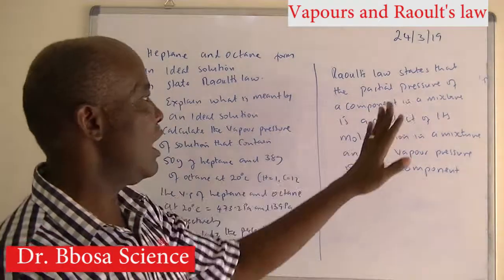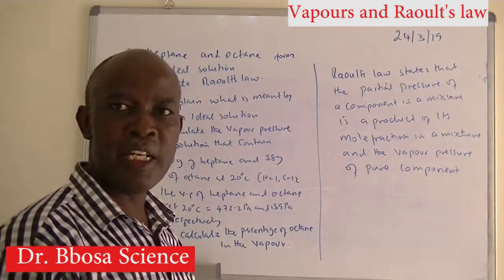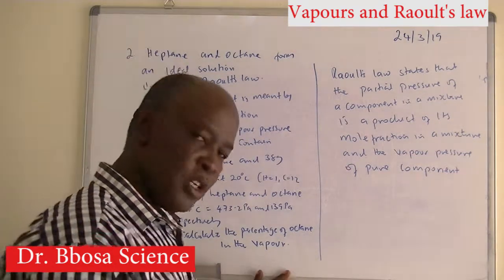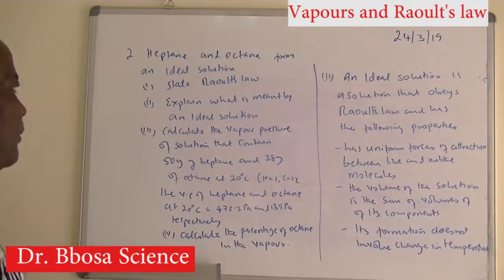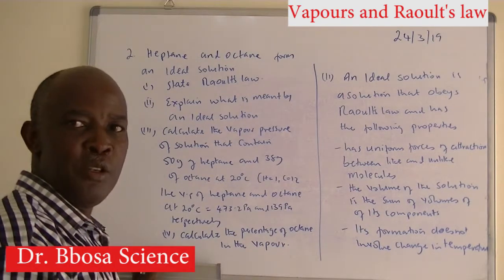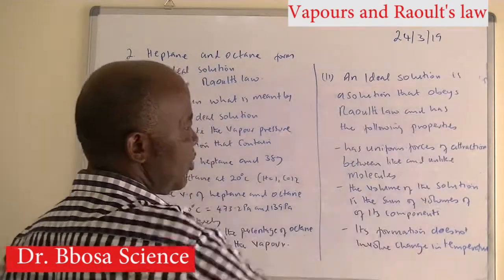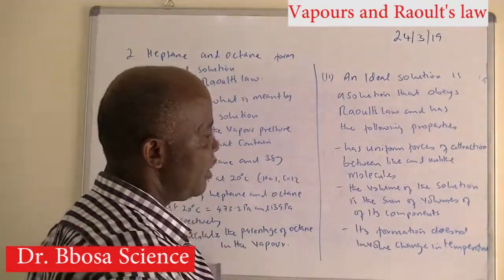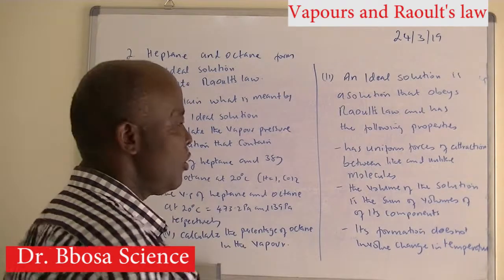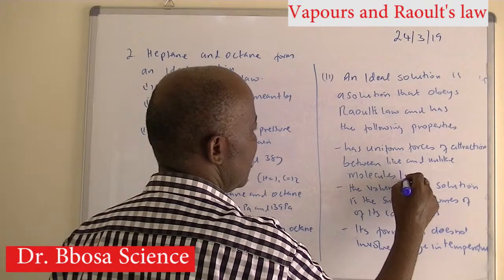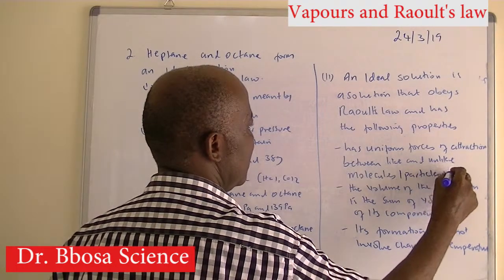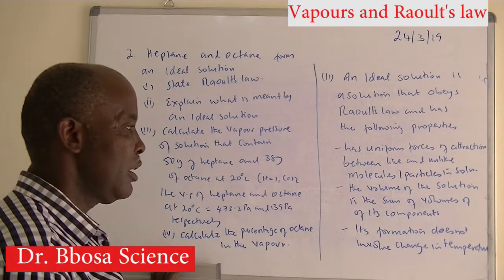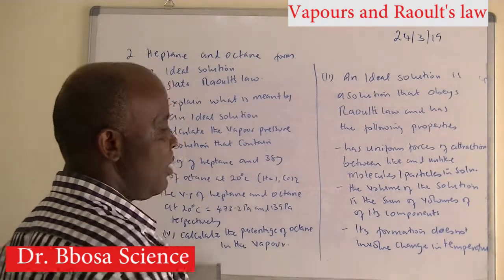State Raoult's law: the partial pressure of a component in a mixture is a product of its mole fraction and the vapor pressure of the pure component. Part B, explain what is meant by an ideal solution. An ideal solution is a solution that obeys Raoult's law and has the following properties. It has uniform forces of attraction between like and unlike molecules or particles in the solution. The volume of the solution is the sum of the volumes of its components, and its formation does not involve a change in temperature.